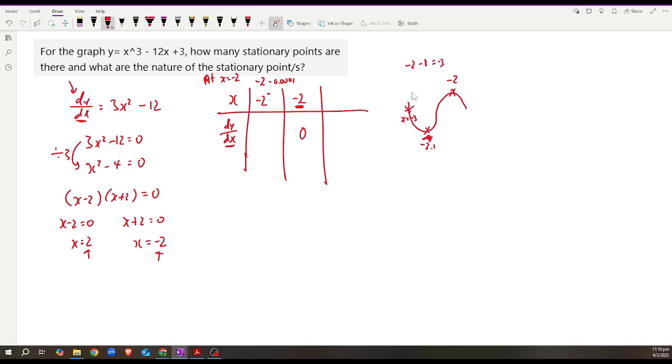Then this will throw your gradient off, because this will be downward sloping, and then your gradient here will be 0, and then downward sloping again after. So it will look like a point of inflection. That's why you want to choose a very tiny amount to the left. So that's why we subtract just like 0.0001. And then we sub that in. So this will be negative 2.0001. Sub that into the equation of your gradient.